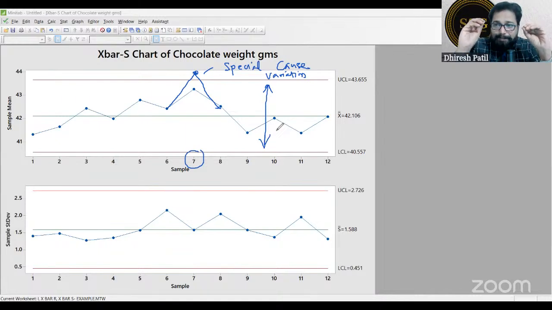How many of you got a bulb on moment right now? Special cause variation को eliminate करने के लिए Six Sigma की जरूरत नहीं है. You don't require Six Sigma to eliminate special cause variation. You require Six Sigma to reduce the variation within common causes, within the control limits. How many of you have understood this? Just type yes in the chat box.